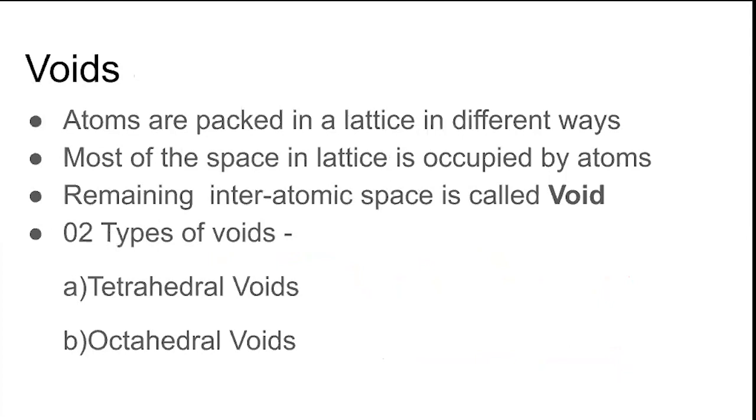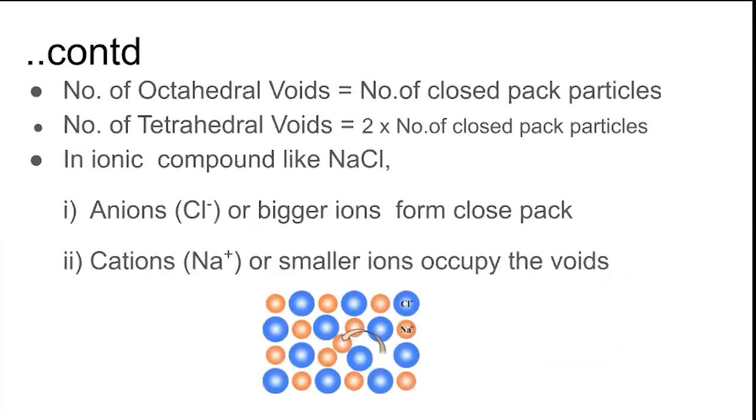So now let's start with voids. As I explained earlier, atoms are packed in a lattice in different ways. We have seen earlier there are mainly two types of voids: tetrahedral voids and octahedral voids, basically based on their geometrical structure, and they have certain properties.